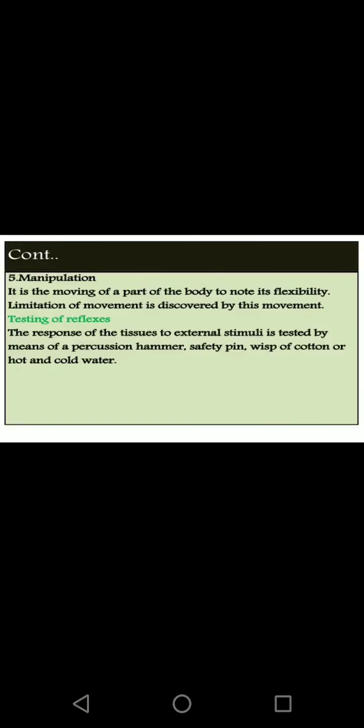Last one is manipulation. It is the moving of a part of the body to note the flexibility and limitation of movement, and it is discovered by testing of reflexes. The response of the tissue to external stimuli is tested by means of a percussion hammer, safety pin, wisp of cotton, or hot and cold water. We can use these things on different parts of the body to check the reflexes. And this is a percussion hammer, by which you are checking tendon reflexes.